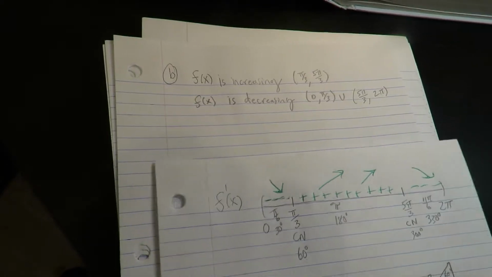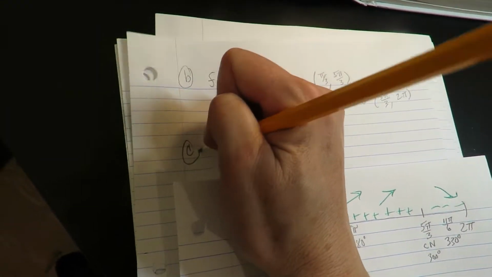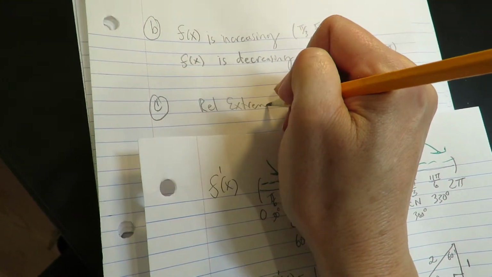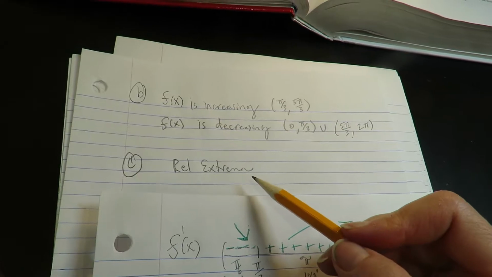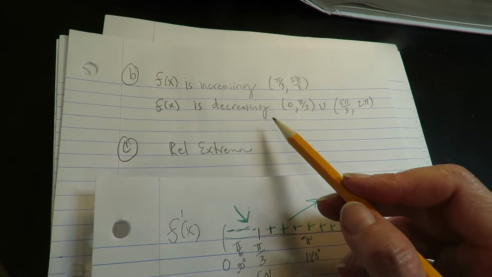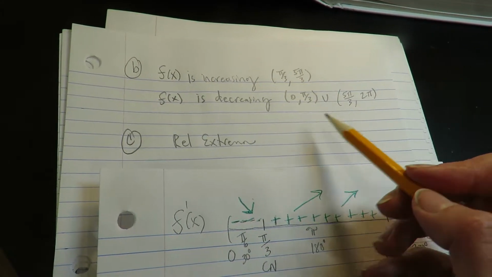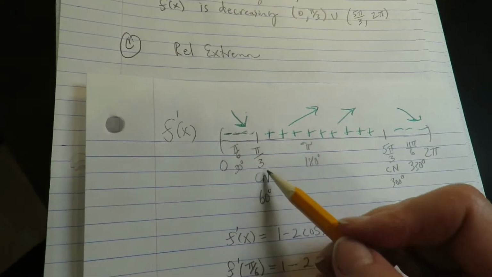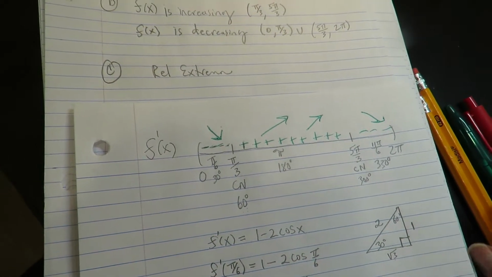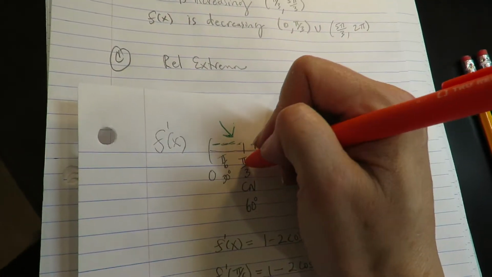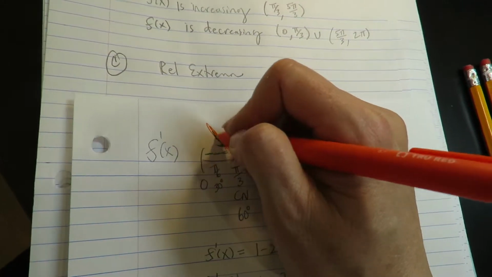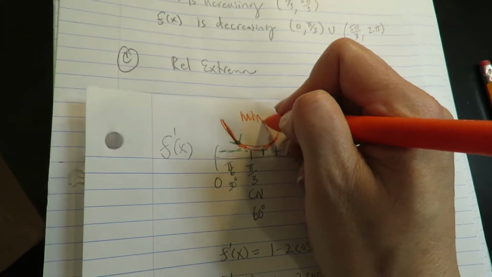So now let's do part C. Part C is your relative extrema. That's where you're going to use your first derivative test. If the function is increasing, critical number, decreasing, that makes a max. If the function is decreasing, critical number, increasing, that makes a min. All right, so here we go. At every critical number, we look to the left and the right of it. On this critical number, the left side goes down, the right side goes up. So here at this critical number, we have a minimum.